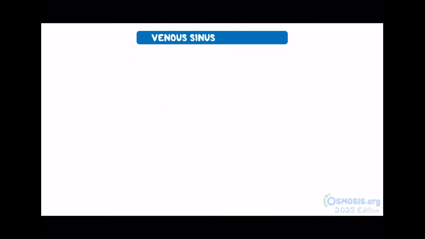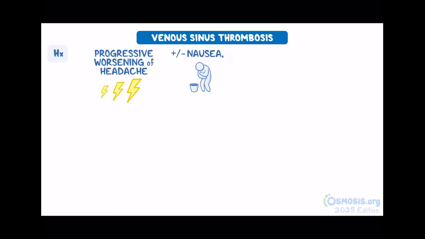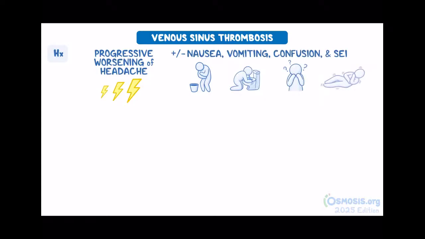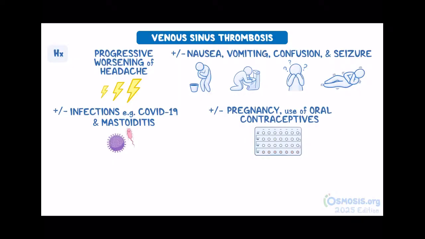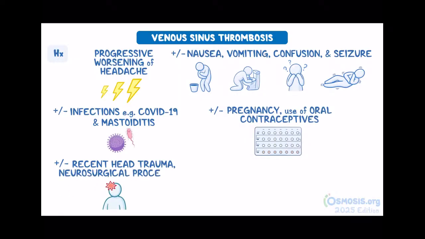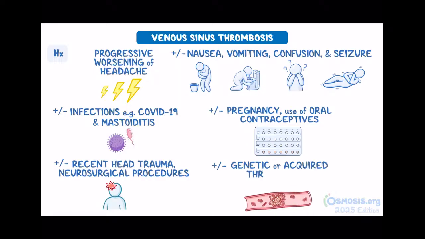Next, let's take a look at venous sinus thrombosis. These patients report progressive worsening of their headache that might be associated with nausea, vomiting, confusion, and even seizures. Some important risk factors include infections such as COVID-19 and mastoiditis, but also pregnancy and the use of oral contraceptives. Other important risk factors include recent head trauma, neurosurgical procedures, and genetic or acquired thrombophilia.